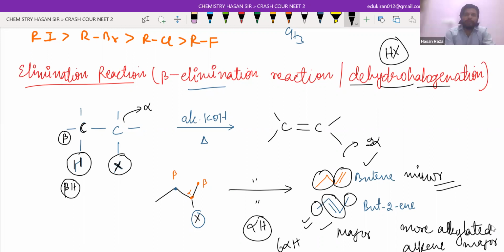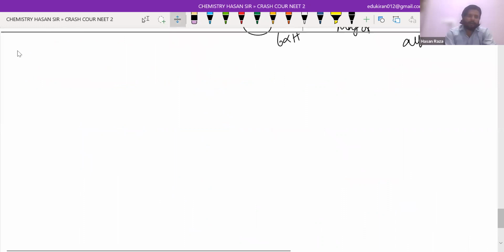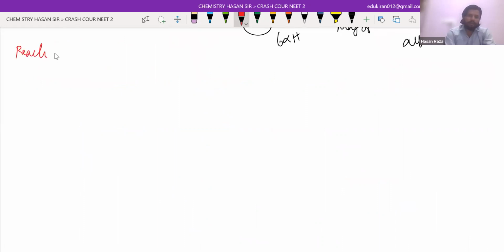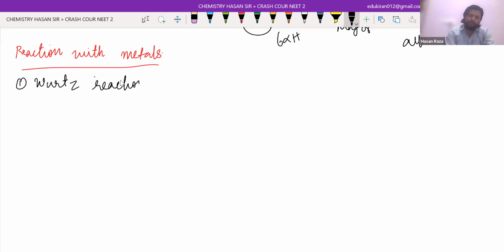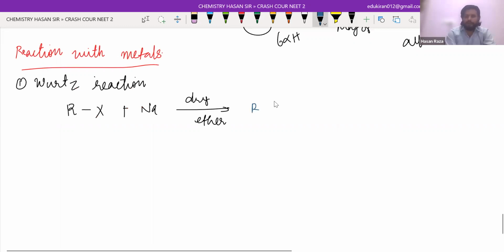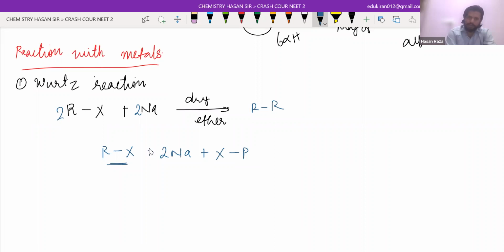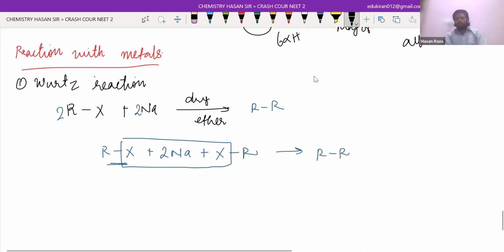Okay. Now the next type of reaction I told you about is the reaction with metals. You are already aware of reactions with metals, of which the first is Wurtz reaction. What does Wurtz reaction say? See, if you treat this alkyl halide RX with sodium in the presence of dry ether, you will get R-R. How did the reaction take place? You take 2 moles of this and 2 moles of sodium, remove the salt and join the R groups, and you will get R-R.